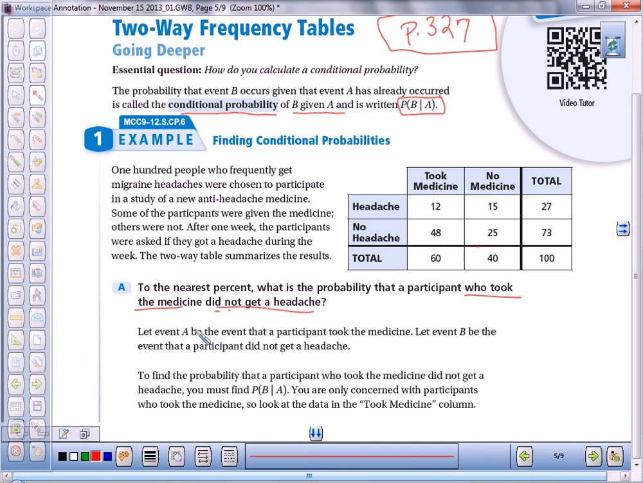All right, so we're going to let A be the event that they took medicine, because that's the thing it says first. First of all, we must look at those who took medicine, and let B be the event the participant did not get a headache. So if we looked at this, it would be no headache given that you took medicine. But you don't have to understand that symbolism yet.